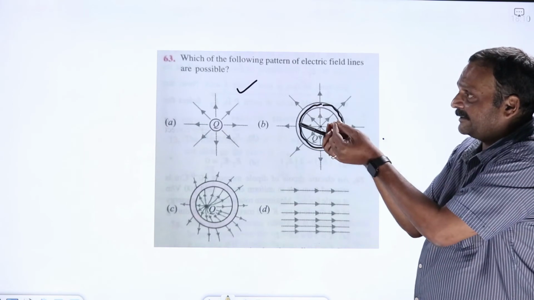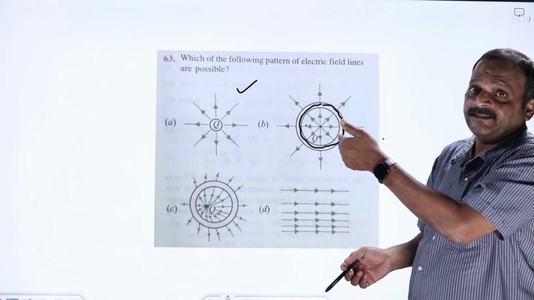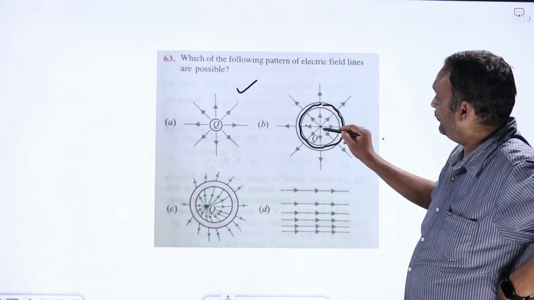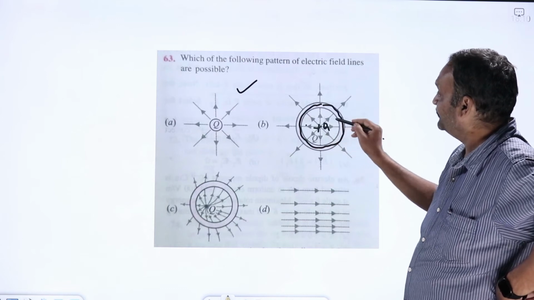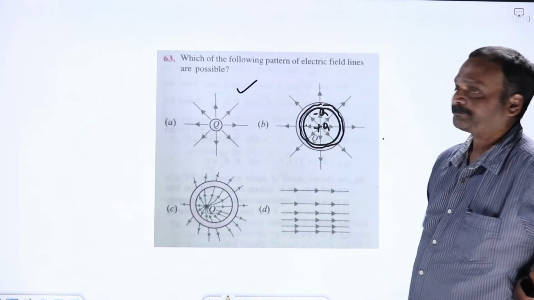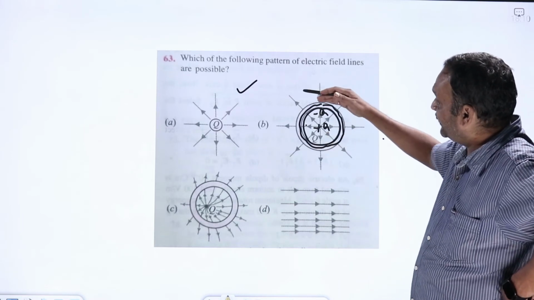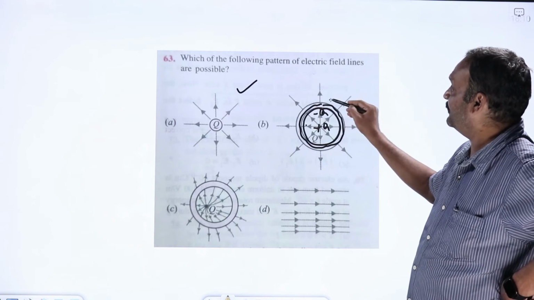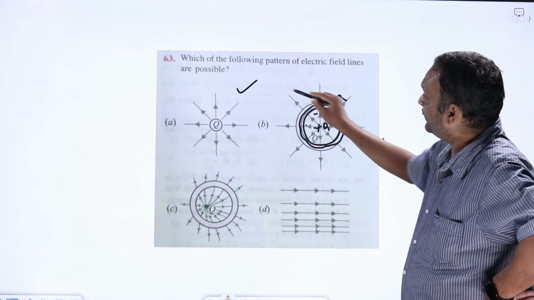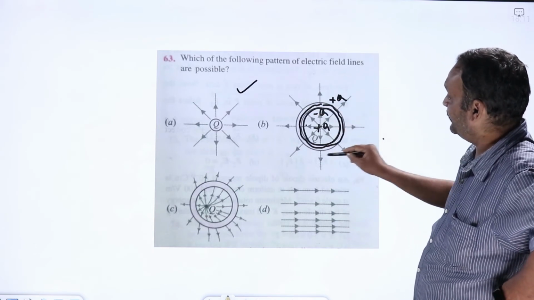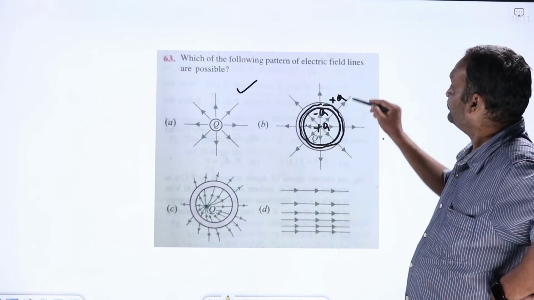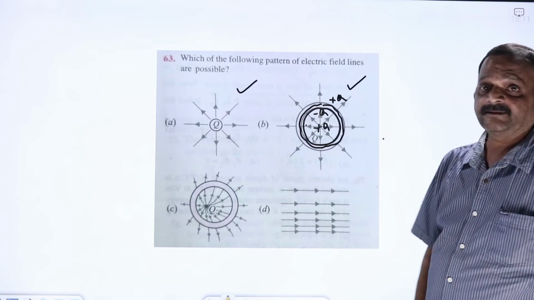From a neutral conductor, if the inner surface has induced negative charge, the outer surface will acquire an equal amount of positive charge. See here, if you place plus q, minus q will come everywhere on the inner surface of the conductor. From a neutral conductor, if negative charges come to the inner surface, an equal amount of positive charge will get induced on the outer surface. Again, electric lines of force will start from positive charge and go away. Everywhere, the electrostatic lines of force are perpendicular to the conducting surface. This configuration also is practically possible.